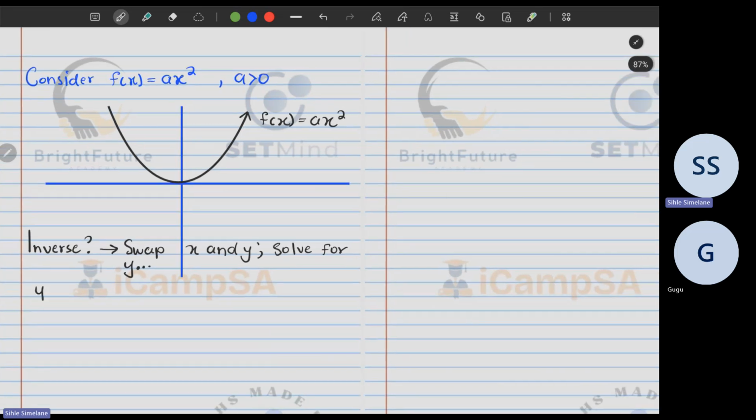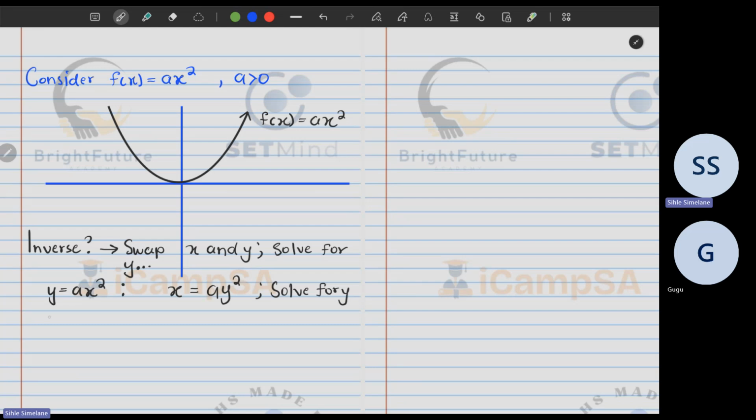When we look at our problem, you will see that what we are given is y equals ax squared. So we can start our inverse process. Swap x and y. Wherever there was y, we put in x, and wherever there was x, we put in y. Then what we need to do is solve for y.